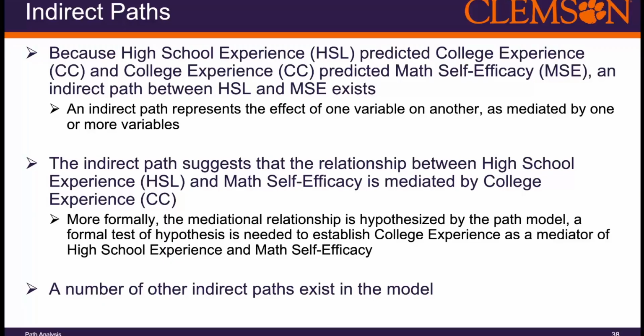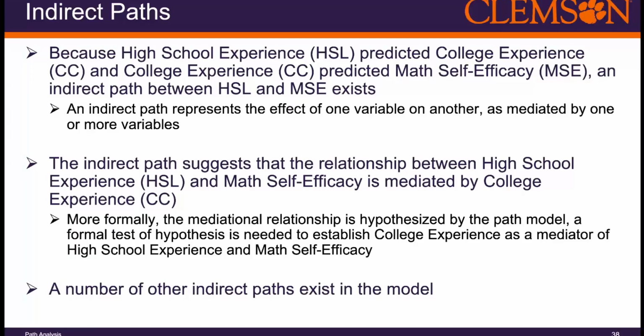So for instance, going back to that example, because high school experience predicted college experience and college experience predicted math self-efficacy, there's an indirect pathway between high school experience and math self-efficacy. An indirect path represents the effect of one variable on another as mediated by one or more variables. So this is where mediation comes into play. The indirect path here suggests that the relationship between high school experience and math self-efficacy is mediated by college experience. More formally, the mediational relationship is hypothesized in the path model. A formal test of hypothesis is needed to establish college experience as a mediator of high school experience and math self-efficacy. I'm drilling in on that one because that's an easier one to look at.